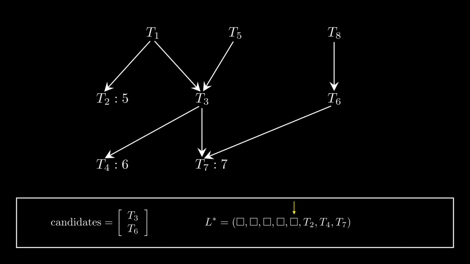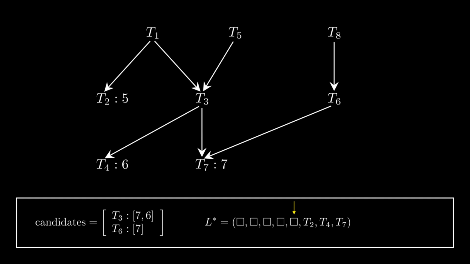At this point, we have an array of 2 candidate tasks. We reach the heart of the Coffman-Graham algorithm. For each task in our list of candidates, do the following. Find all of its successors in L star and populate some array with the indices of its successors in L star. Then we sort the indices in descending order. And that's it.